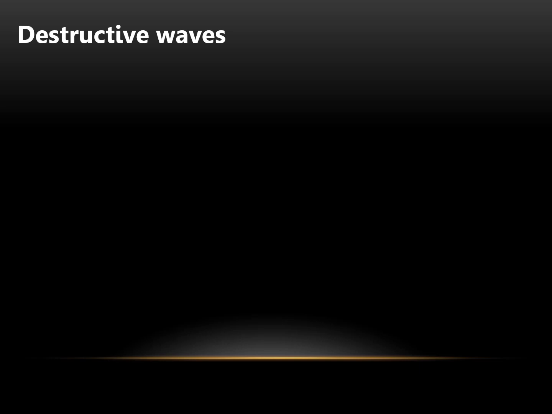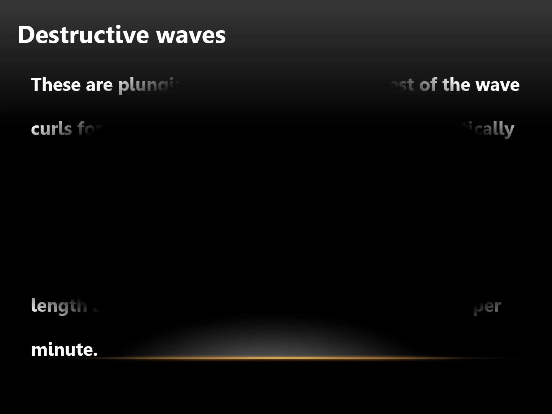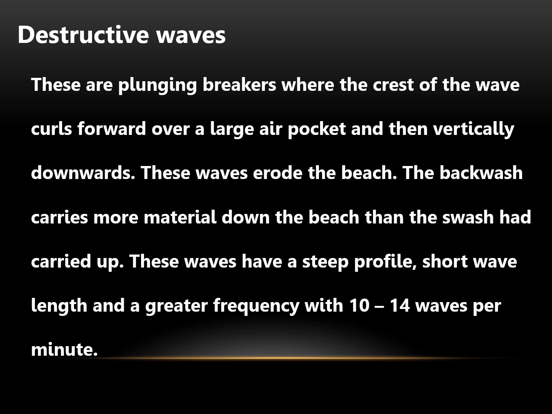Okay, so now we move on to the next type of wave, which are destructive waves. Now, destructive waves are basically the opposite of constructive waves because they are what we call plunging breakers, where the crest of the wave curls forward over a large air pocket and then vertically downwards. These waves erode the beach.